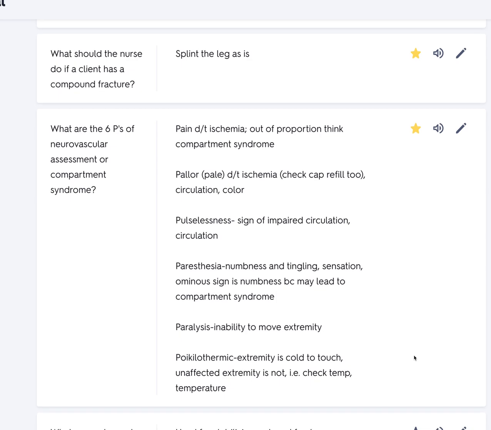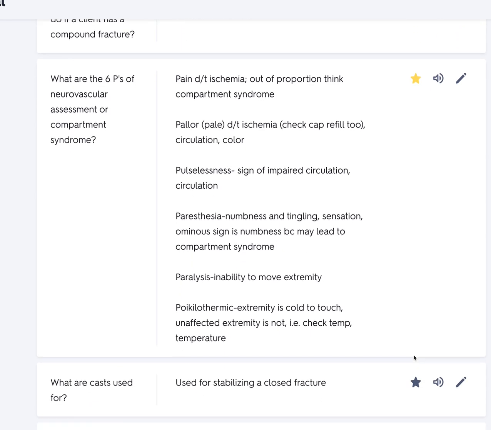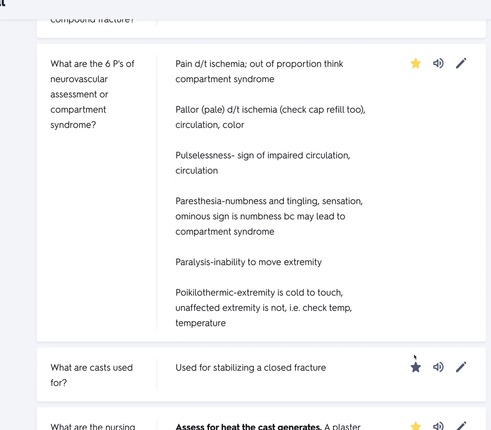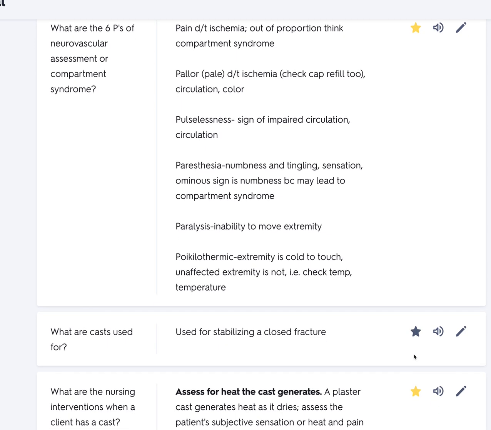Okay, paresthesias: you're going to ask about numbness and tingling. You're going to ask about paralysis, or actually ask them to wiggle their toes. And then poikilothermic means that the limb could be very cold to touch. So we check the temperature.